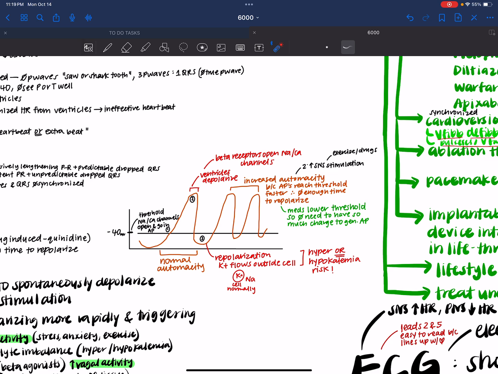So there are meds to lower the threshold, so you don't need so much charge to generate an action potential. So I wonder if that's like a better protocol. This is secondary to SNS stimulation, like a lot of it, or exercise and drugs.